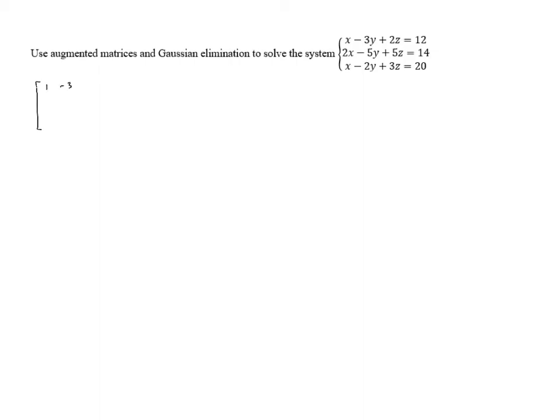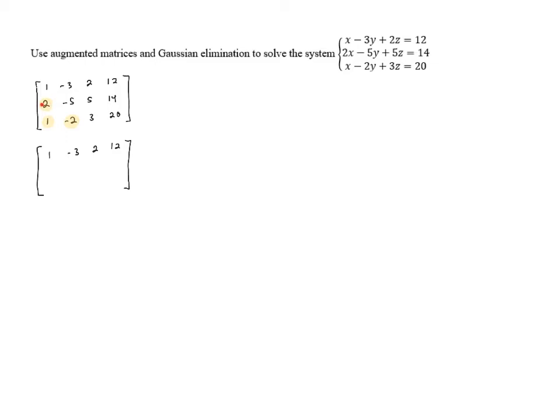It has entries 1, negative 3, 2, 12, 2, negative 5, 5, 14, 1, negative 2, 3, and 20. Remember that our main goal is to turn these three entries into zeros. Because we're not changing anything with the first row, we're going to leave those entries as they are, and then we're going to choose row operations to help us get zeros in the first column for the other two rows.